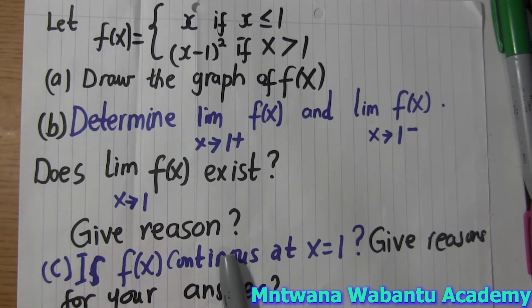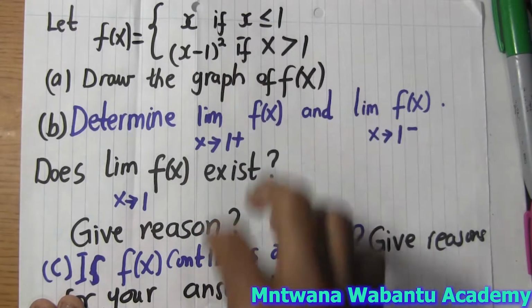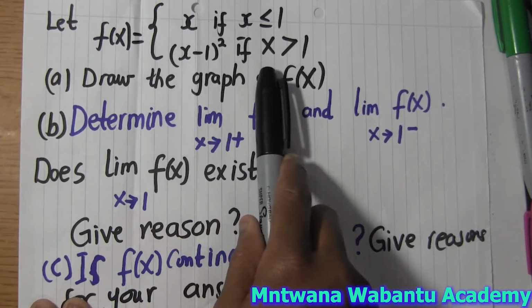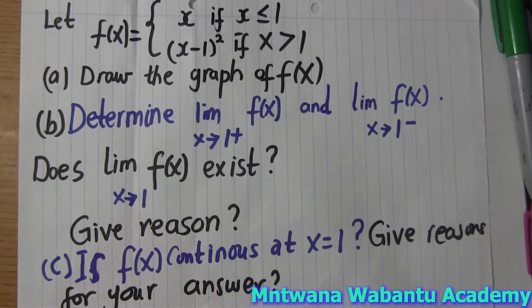So let's get started. So we have f(x). This is a step function, just like how we see x for x less than 1, x minus 1 squared, whatever. Draw the graph. Okay, let's draw the graph. Very easy. So this is how we're going to draw a graph.